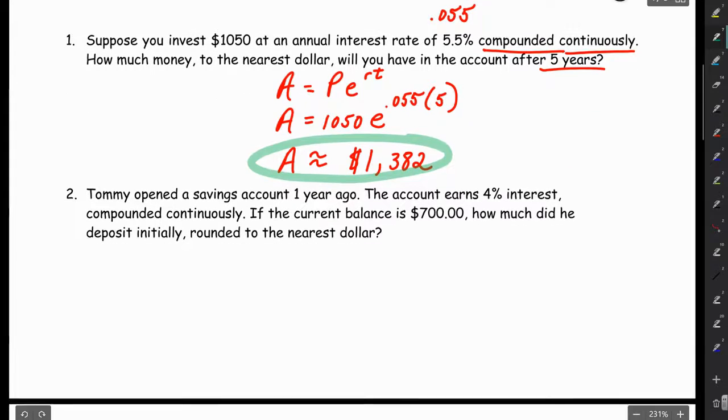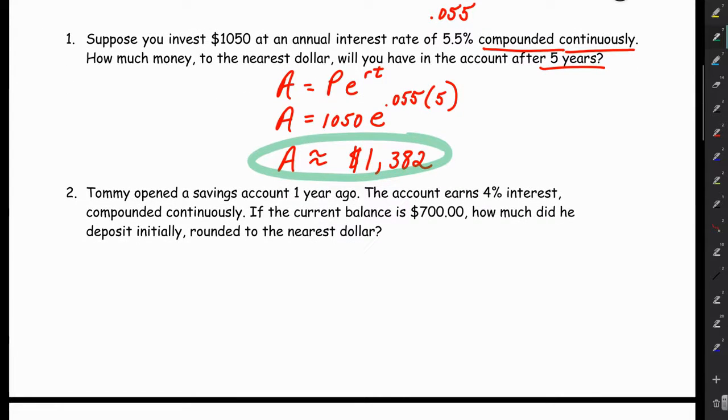All right, let's try another one. Tommy opened a savings account 1 year ago. The account earns 4% interest compounded continuously. There's our keyword to know that we're using our PERT formula. If the current balance is $700, how much did he deposit initially, rounded to the nearest dollar?